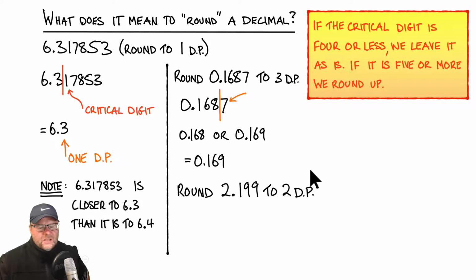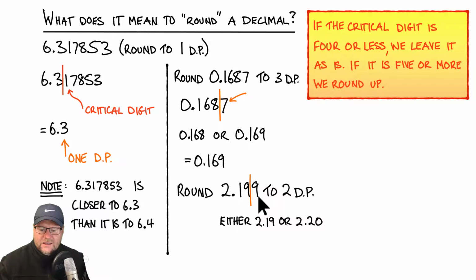How about this one? 2.199 rounded to 2 decimal places. Start at my decimal, count out 2 places and chop it. Have a look at the next number after the chop. In this case, it's 9. Now, my answer is either going to be 2.19, I'm either going to keep it as it is, or that 2.19 will go up to 2.20, because you'll see here, even if I round this 9 up to 0, then I've got to round the next number up. So basically I've got 19 or 20.